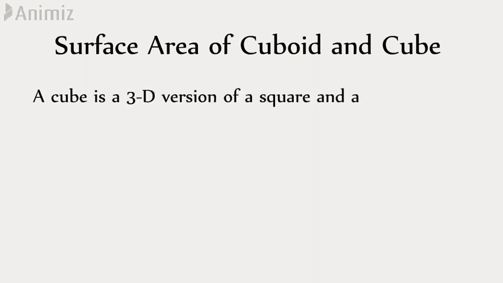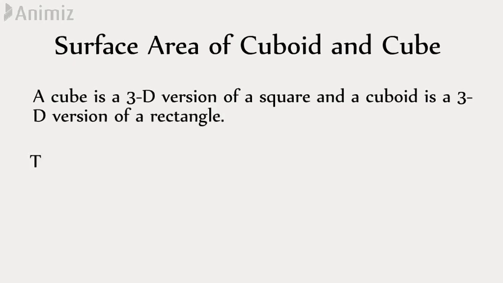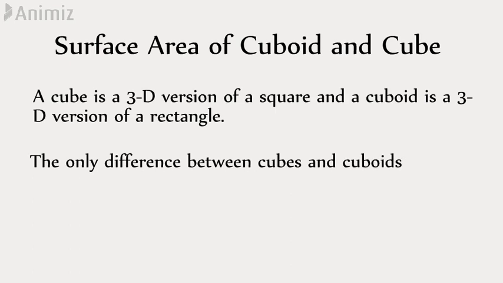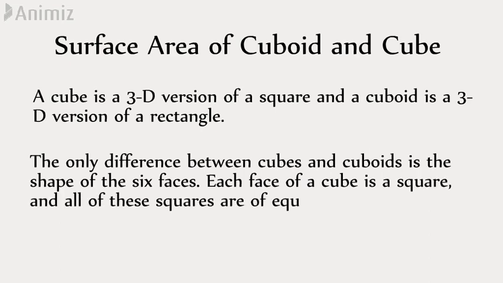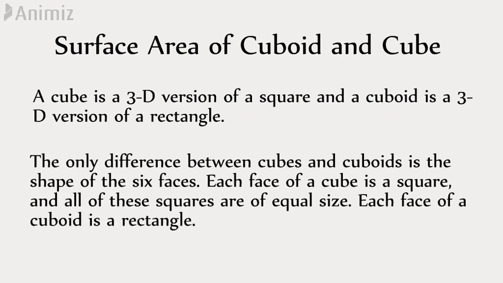What is cube and cuboid? A cube is a 3D version of a square and a cuboid is a 3D version of a rectangle. The only difference between cubes and cuboids is the shape of the 6 faces. Each face of a cube is a square and all of these squares are of equal size. Each face of a cuboid is a rectangle.